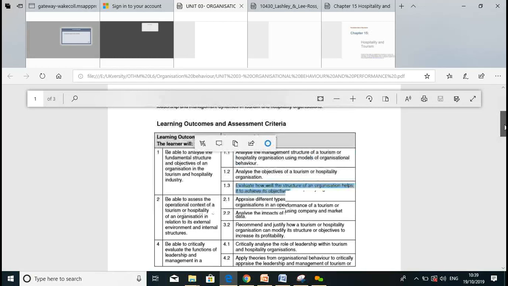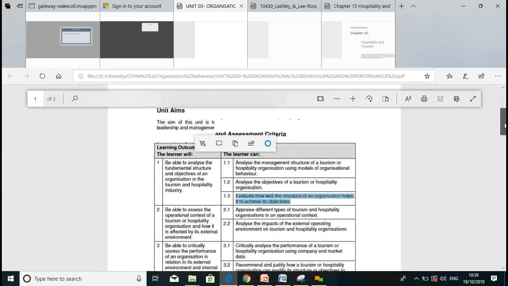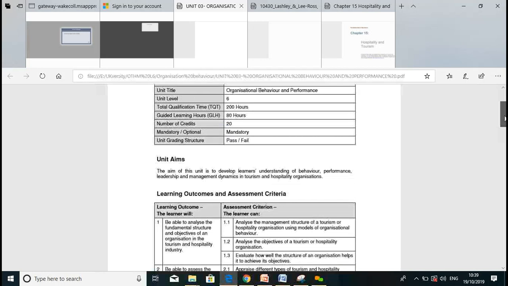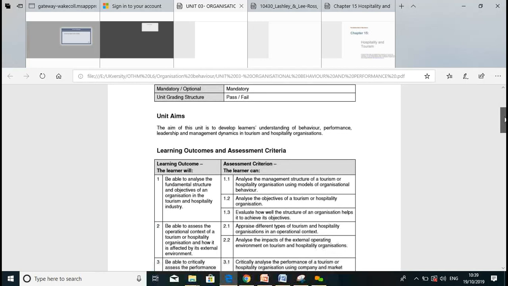Before starting this module, first of all we'll look at our course contents, what we're supposed to learn, and how long it will take us to cover this module. So we are doing Unit 3, Organization Behavior and Performance. We're looking at the behavior side and the performance side, so two key elements which we'll focus on during the delivery of this module. If you have any question, please ask me.